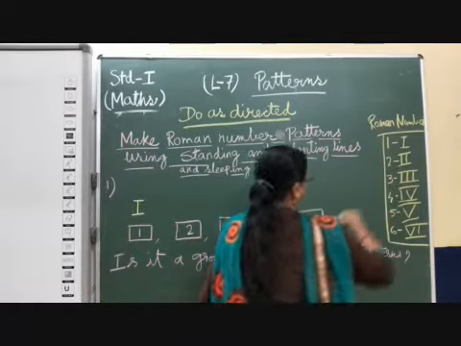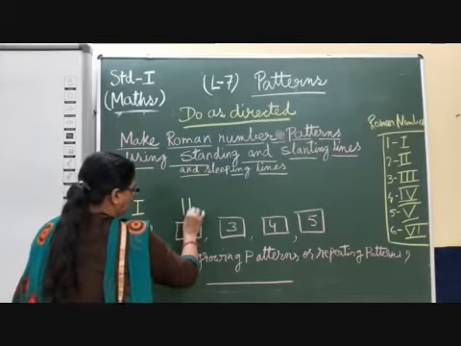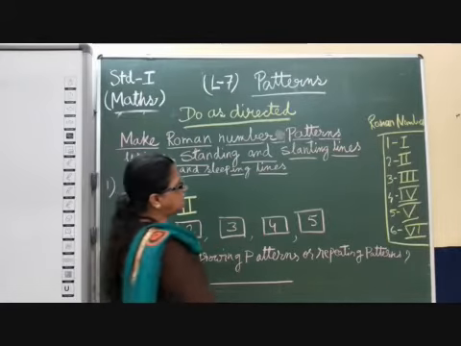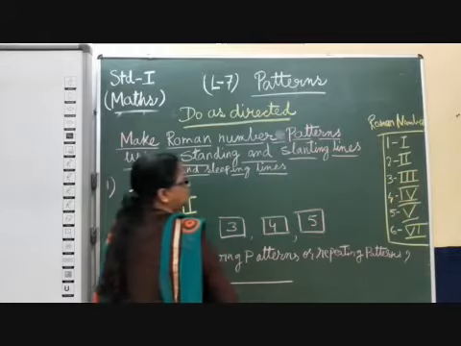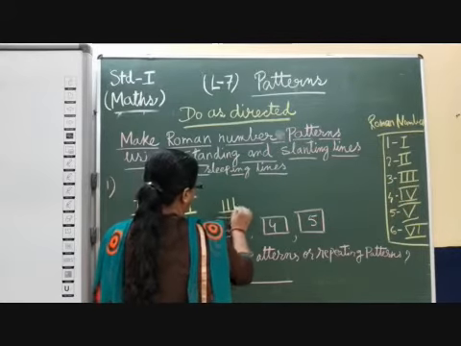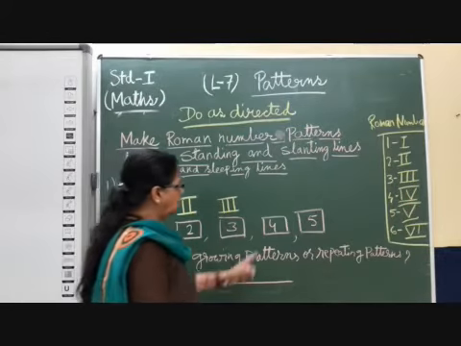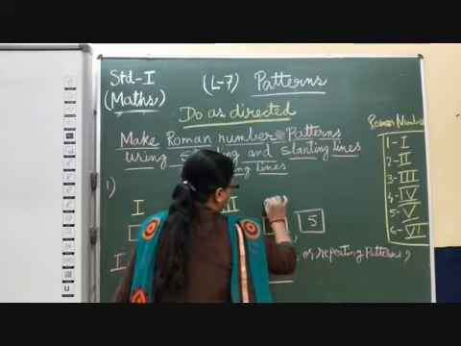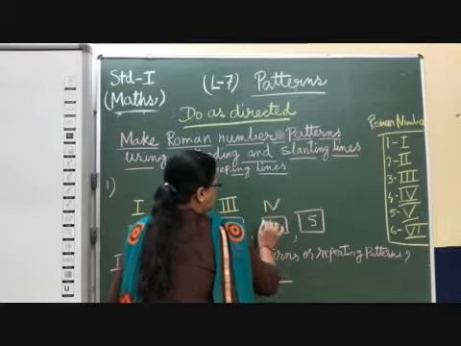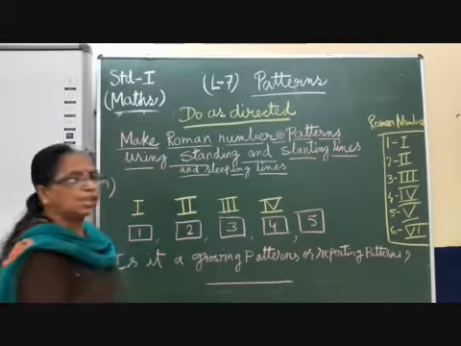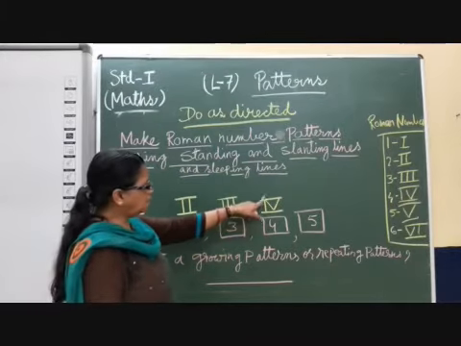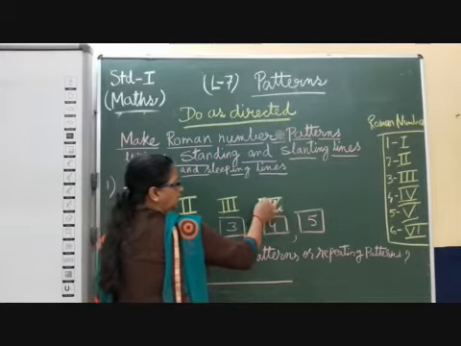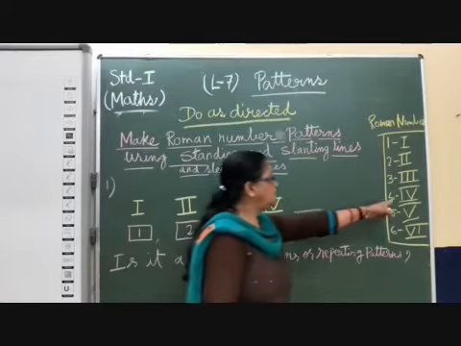How is two written? Two standing lines and two sleeping lines. So that is two. Number three, how is it written? Three standing lines and two sleeping lines. Okay? Now four, how is it written? See, one standing line, one slanting line, another slanting line, two sleeping lines. Yes? This is four. You can see here.